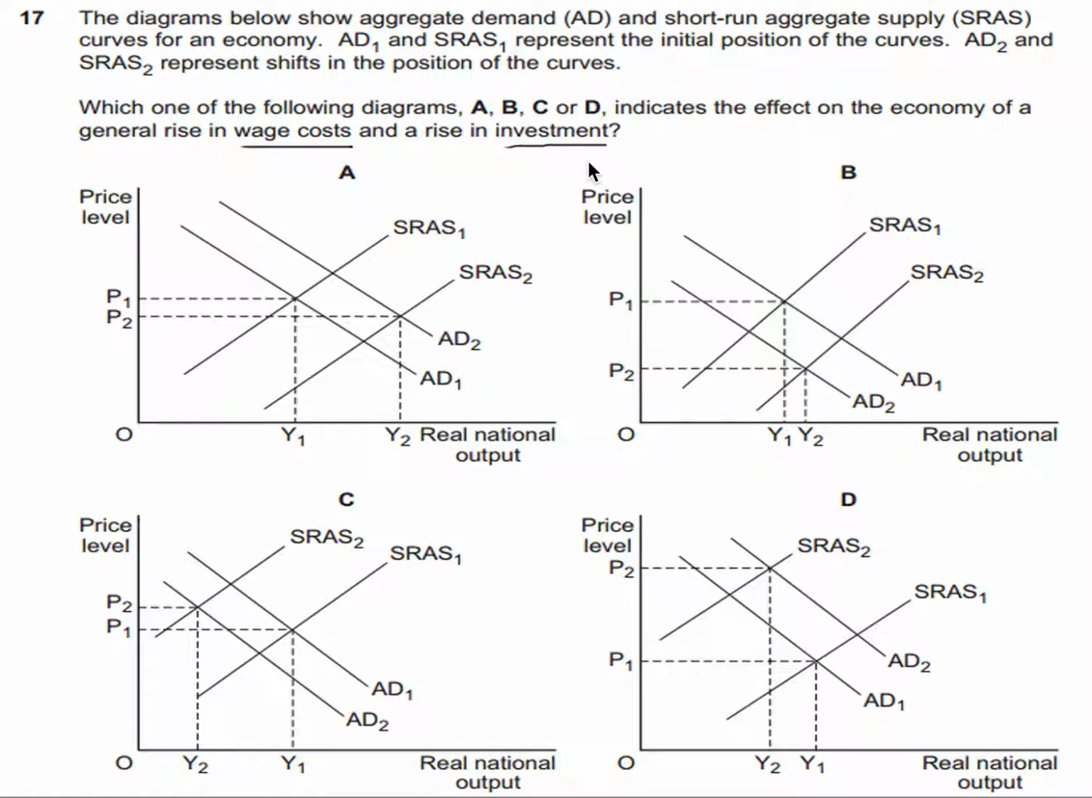So looking at our second shift, a rise in investment, we should know that aggregate demand has 5 components. It's consumption, investment, government spending, exports minus imports. So if one of these were to go up, such as investment, what that means is there will be a shift outwards in our aggregate demand curve. So from the two effects, a wage cost increase shifting supply inwards, and then investment increasing, which as we know is a component of aggregate demand, and therefore AD will go to AD1, we know that D must be our answer.